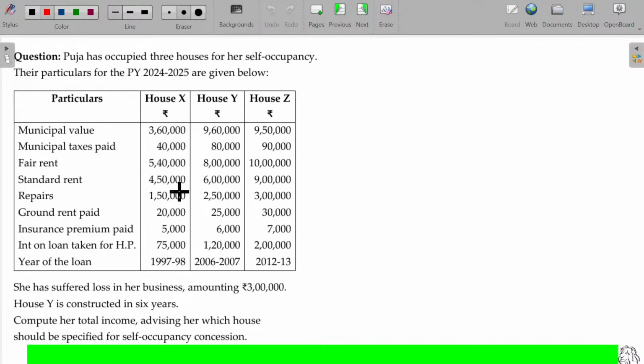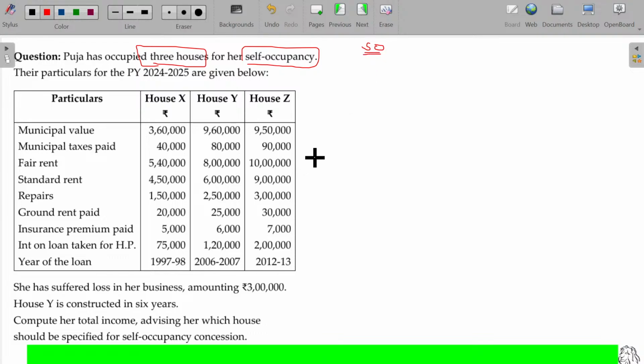Now let's see. To make this concept clear, we'll solve this illustration. Pooja has occupied 3 houses for self-occupancy. So all the 3 houses are going to be used for self-residential, self-occupancy purpose only. Now the number of houses for self-occupancy is restricted to only 2 houses. How can we solve this, sir? Very simple. Consider all the house properties being self-occupied and then find the value here.